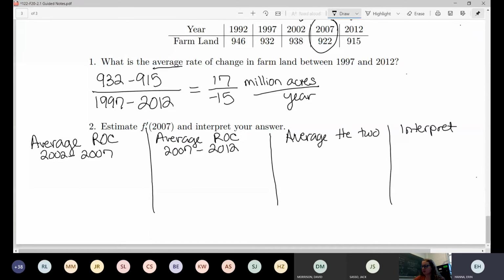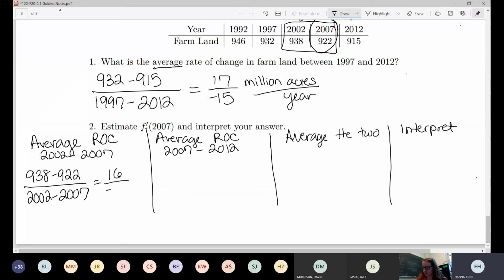So if I want the average rate of change between 2002 and 2007, I'm looking at 938 minus 922 over 2002 minus 2007. I trust and believe we could type that into a calculator, so I'm going to go through the calculations somewhat quickly, but of course, always stop me if you need to. 16 over 5 would reduce to negative 3.2. Once it catches up to me. That one screen is lagging a lot. There we go.